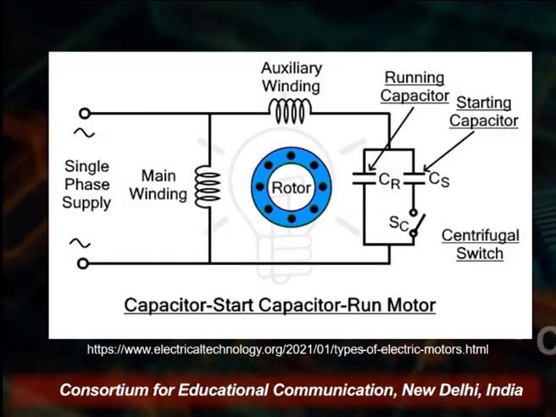So here in the diagram you will see that, apart from the single capacitor, we are using two capacitors. On the right-hand side, one is the running capacitor and the second is the starting capacitor, and this starting capacitor is connected with the centrifugal switch. And again we have two windings, auxiliary and main, and we use a single-phase supply. So this is a capacitor-start, capacitor-run motor, and here is how it works.